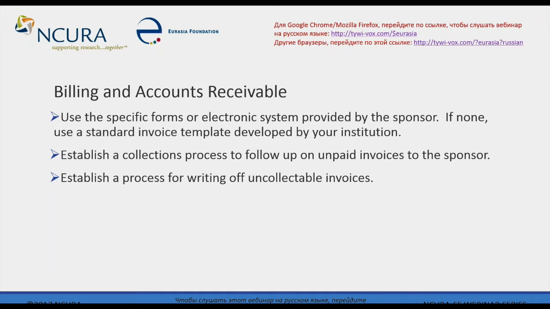Uncollectible invoices are rare, but they can happen for a number of reasons. For example, the sponsor may go out of business, or the sponsor may be unhappy with the work that has been done, or may question the timeliness of the deliverables. In those cases, it's important to have conversations with your investigators, with central administration, and in some cases your legal advisors, to figure out what steps can be taken to collect or to write off uncollectible invoices.